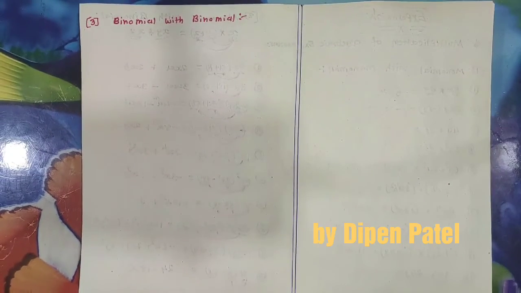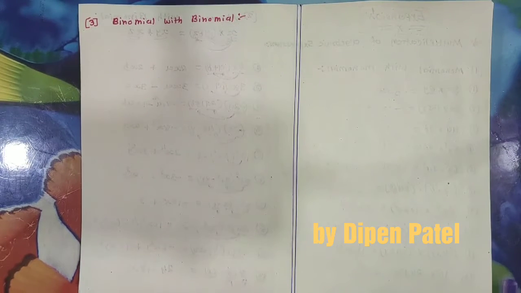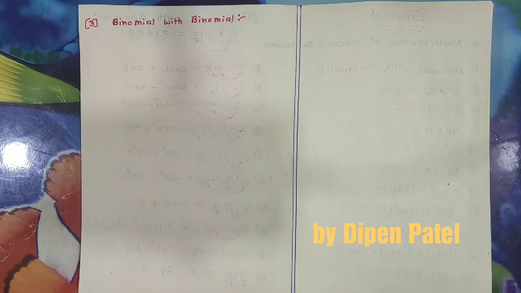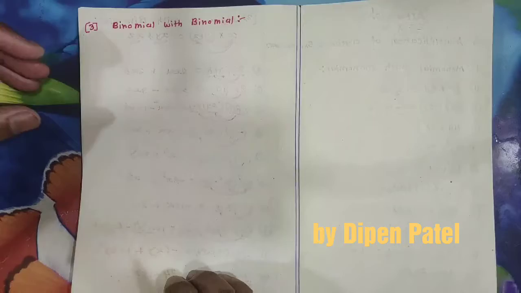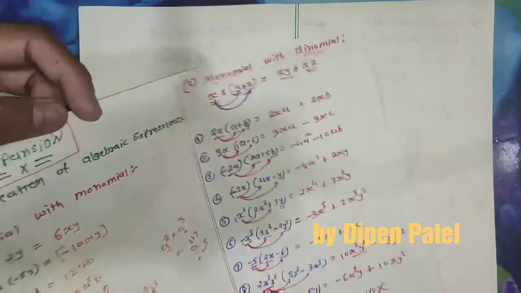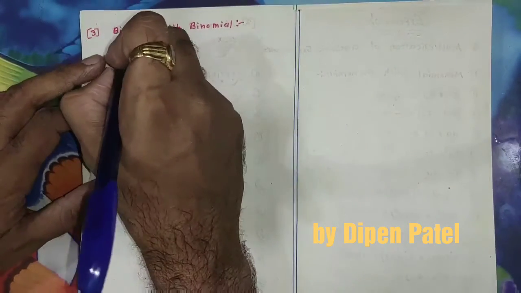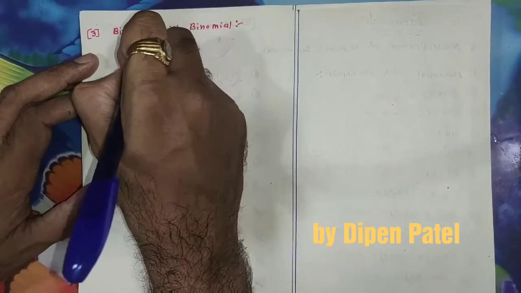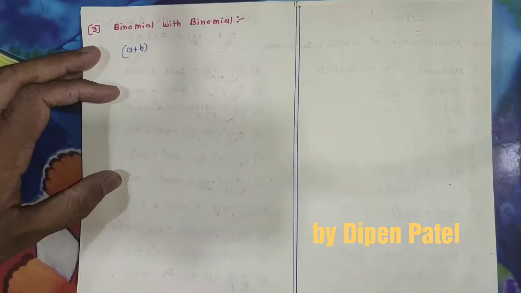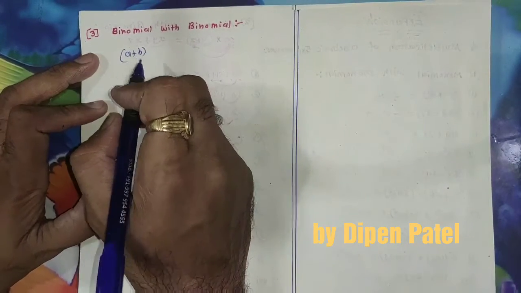Okay students, now our next type of multiplication is binomial with binomial. So what is binomial? Polynomial with two terms. Let us consider two terms, suppose a plus b. This is one binomial. Two terms are there, a and b are our two terms. So a plus b is one binomial.